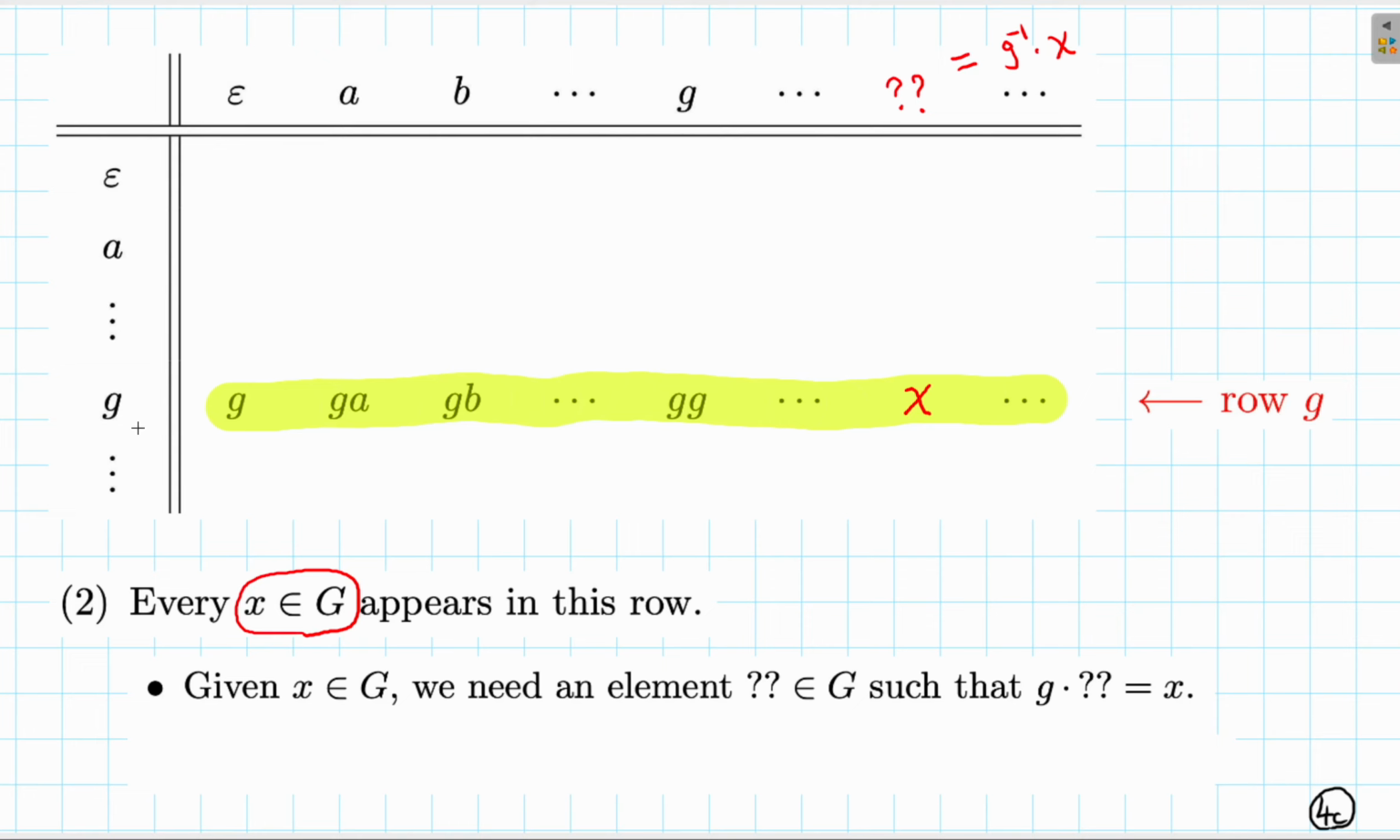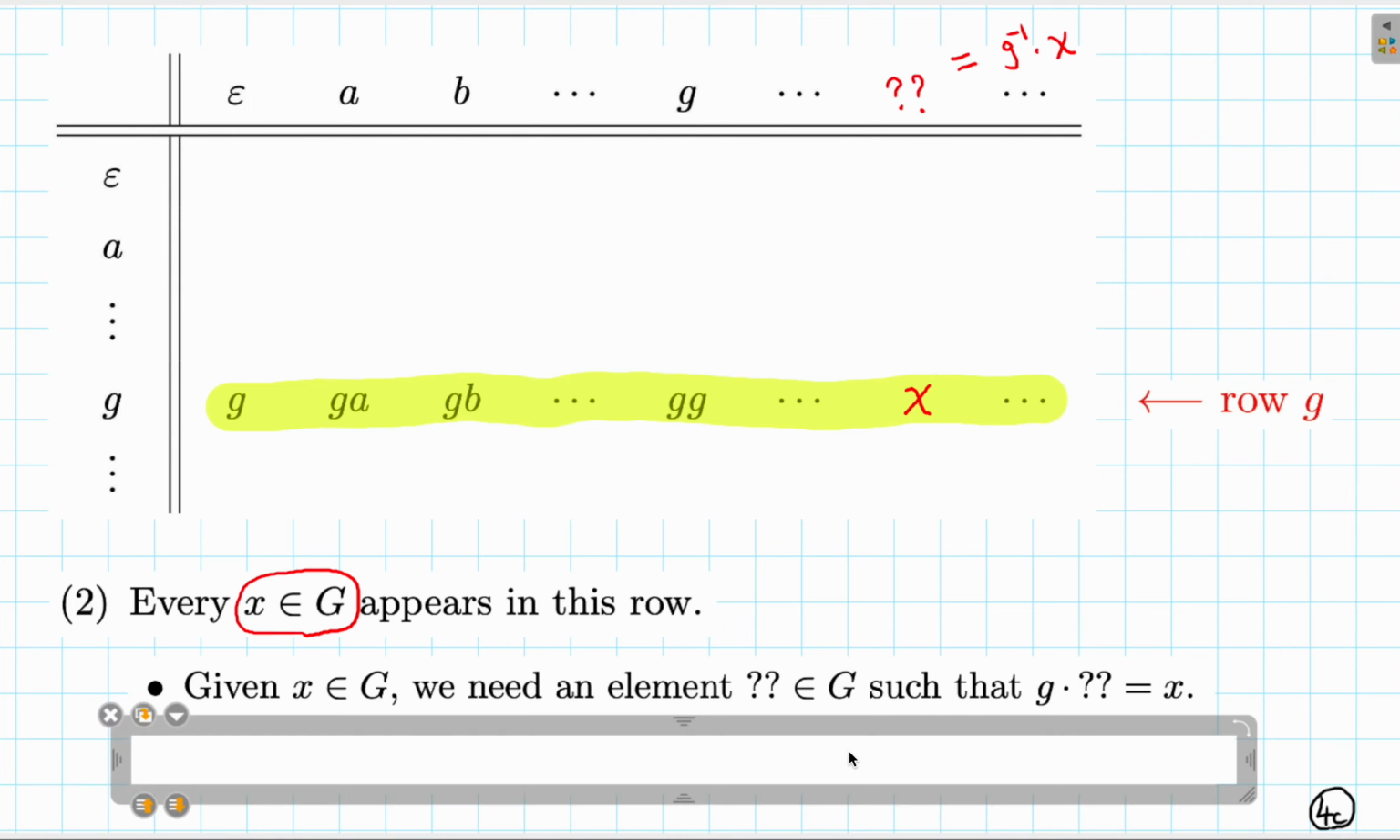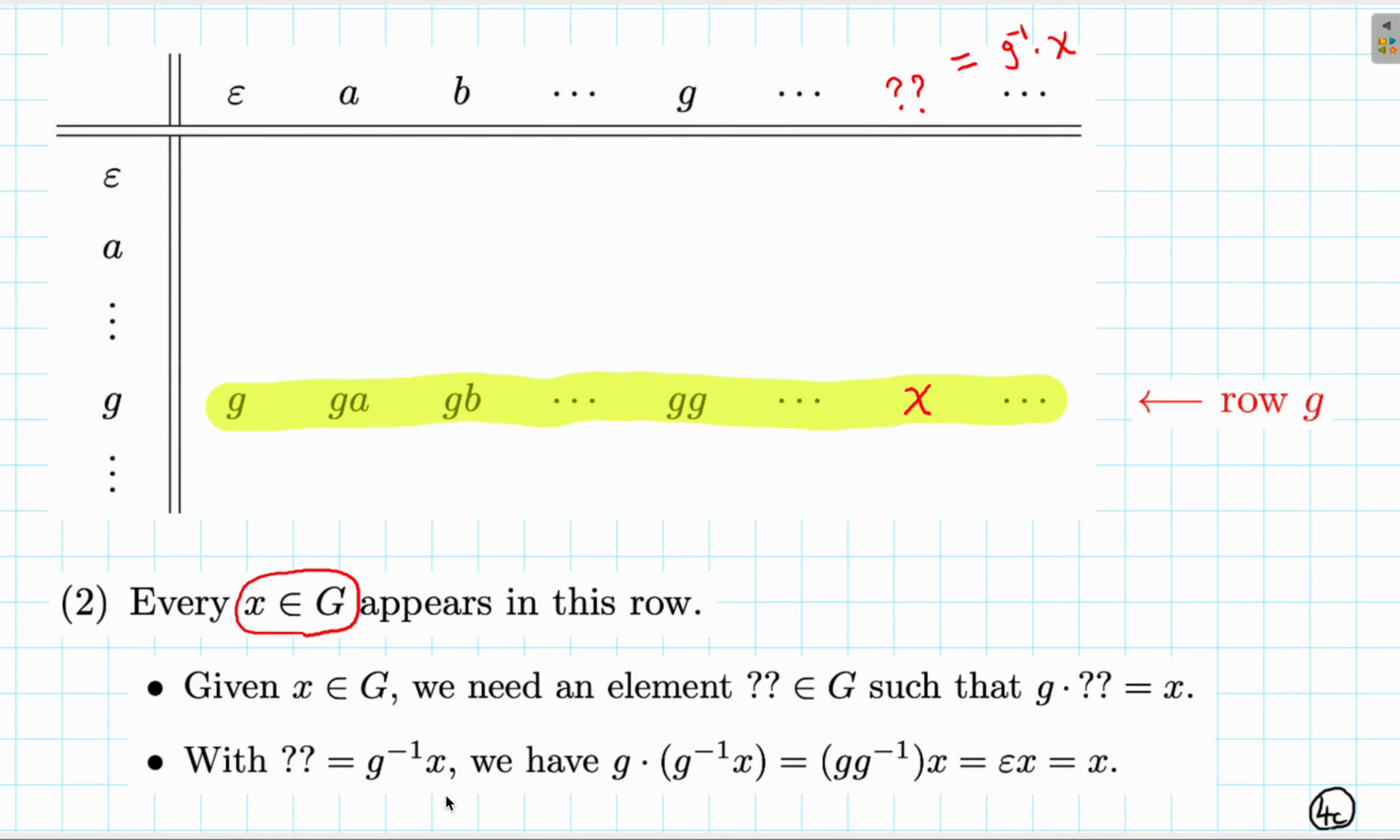Now we need to make sure that G times said element actually equals X. And so here's that calculation. In a nutshell, the G and the G inverse cancel each other out, leaving us with X. But let's go through the calculation. So if our mystery element is G inverse X, then we have G times that element. By the associative law, we can regroup, put the G and the G inverse together. That equals the identity, and so we're left with epsilon X, which is equal to X. And so in fact, we were able to come up with an element of the group such that G times that element is equal to X, which tells us that every element of the group appears in row G.